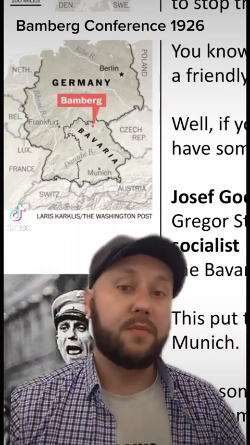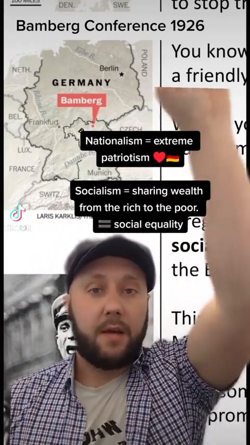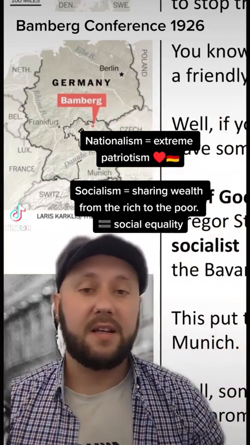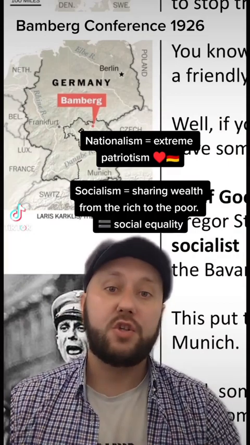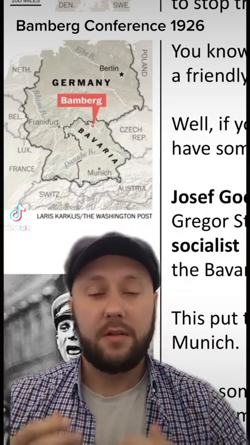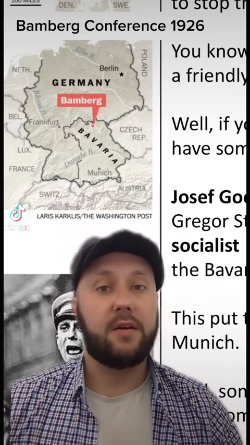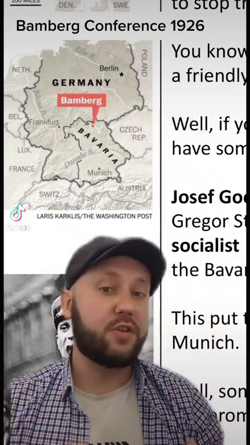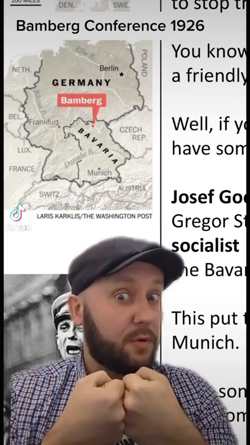One of the major problems for the Nazi Party was the North-South Divide. So, those who were in Berlin had a more socialist outlook. So we have to remember that the Nazi Party were National Socialists. So those in the south of Germany had a more nationalist outlook, and those in the north of Germany had a more socialist outlook. And these two outlooks really are irreconcilable.